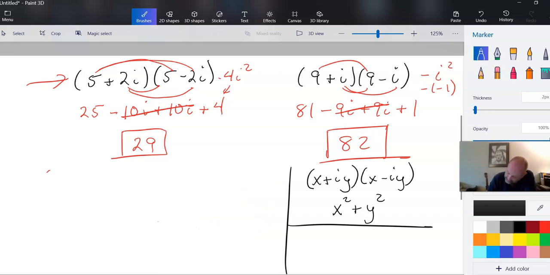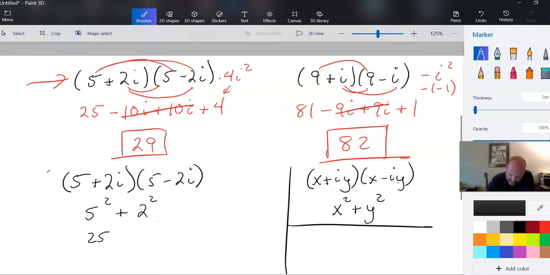Okay, so if I have 5 plus 2i times 5 minus 2i. You notice that the y squared doesn't include an i, right? So it's just taking the number part of this. Let's see how this works. Is it true that this is 5 squared plus 2 squared? It's 25 plus 4, which is 29, and that matches, right? That completely matches up.